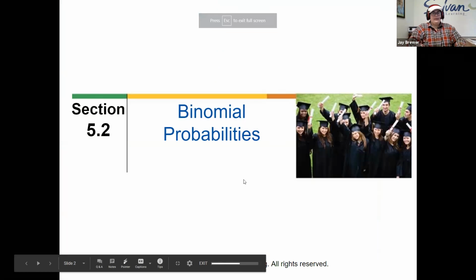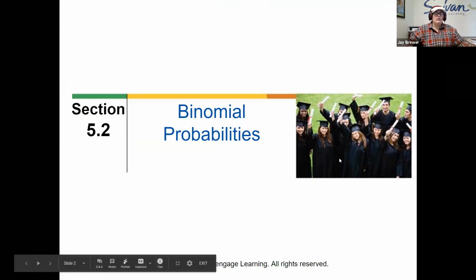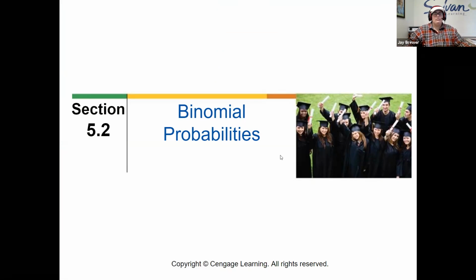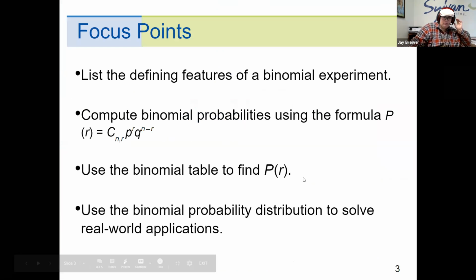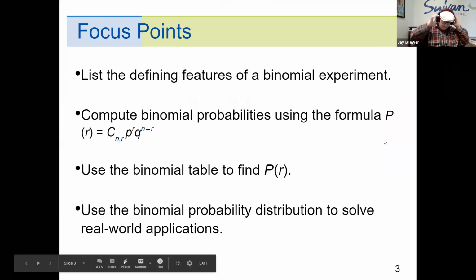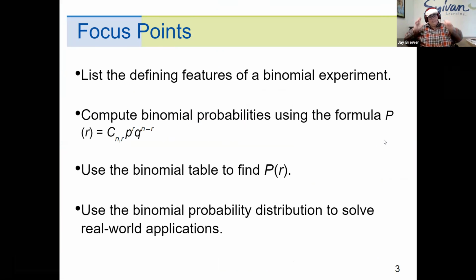All right. Binomial probabilities. We'll definitely be able to get through 5.2. I cannot tell you if we will get through 3 or 4 today. We will probably do 3 and 4 on Wednesday, and then move on to chapter 6 on Monday.